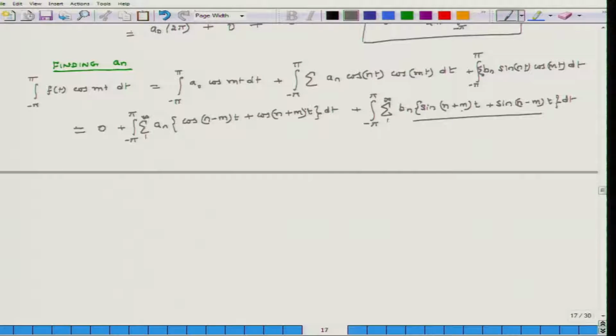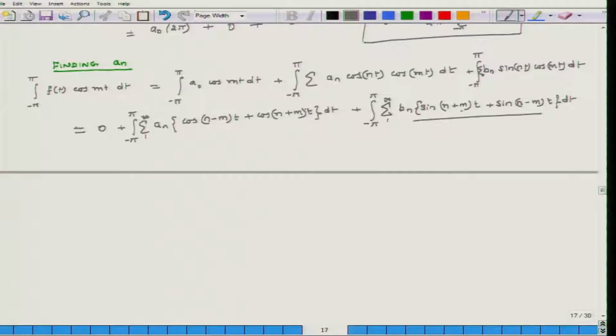Sin n plus m t, if I integrate, it becomes minus cosine n plus m t divided by n plus m, and at time t equal to pi and time t equal to minus pi, the values are going to be the same because cosine theta equals cosine minus theta. So, the contribution from this term is 0, and the contribution from this term is 0 for the same reason. So, the only thing which is going to contribute is this term.